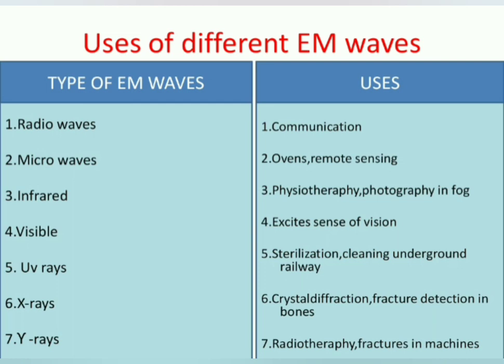X-rays are used for studying crystal diffraction and to detect fractures in bones. Gamma rays are used for radiotherapy and for detecting fractures in machines. So these are some of the uses of electromagnetic waves.